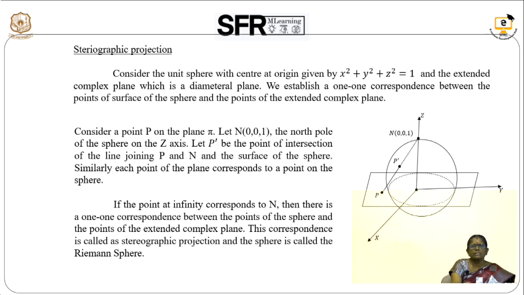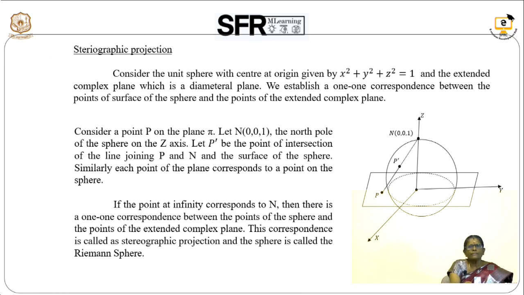Then the point is N, on the z-axis, the point having coordinates 0, 0, 1. And then you take any point P on the plane, and correspondingly the point P dash on the surface of the sphere. Therefore, you draw the line, and there is a one-to-one correspondence between each point of the sphere surface and the points on the plane.